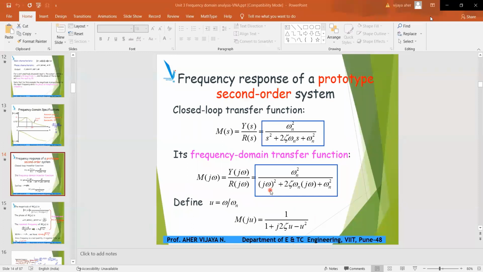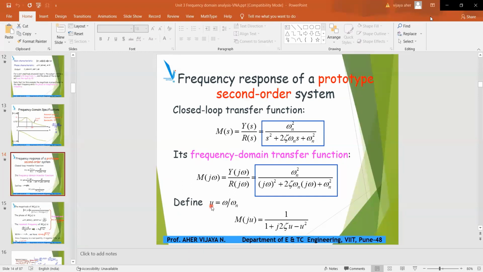Here you will get omega divided by omega n, right? Plus 2 zeta omega n divided by omega n square. So omega n cancels, omega divided by omega n into j. Here you will get plus 1, right? So I have written this equation 1 divided by, here omega n square divided by omega n square is 1. I have written it this way: 1 plus j into 2 zeta u, because u is equal to omega divided by omega n.